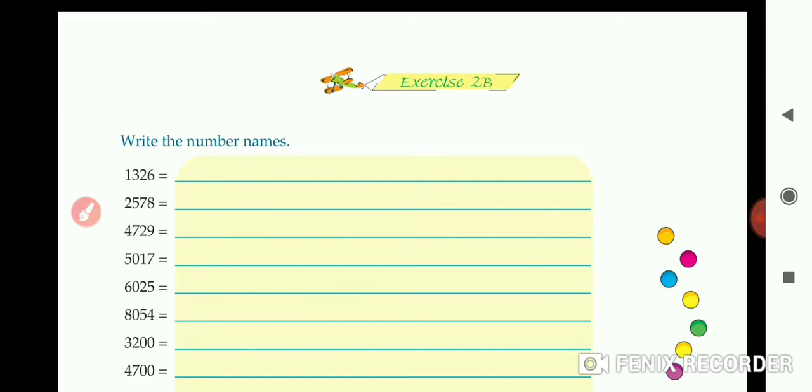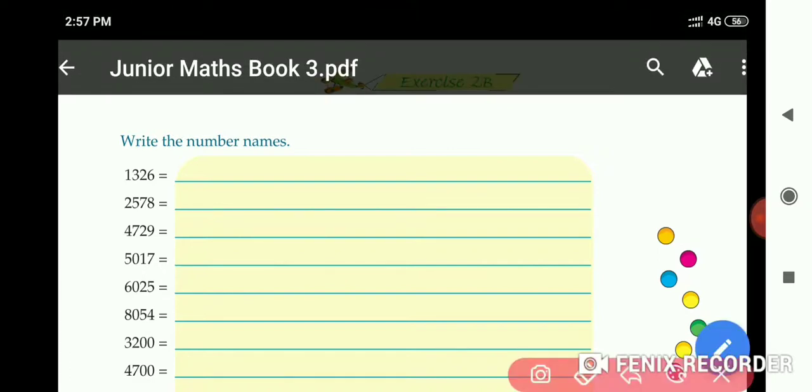Now come to exercise 2B. Write the number names. You have to write down the numbers in words, or write down the spellings. The first number is 1326. So how to write the number name? Line is given and you have to write down the number name in this space.